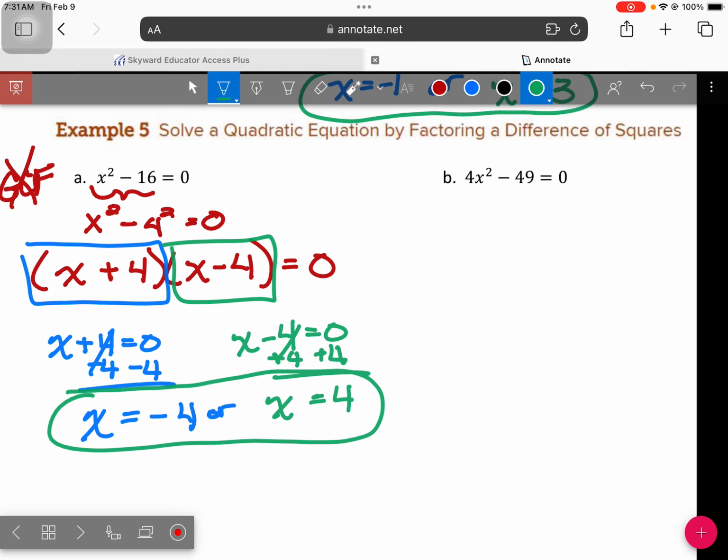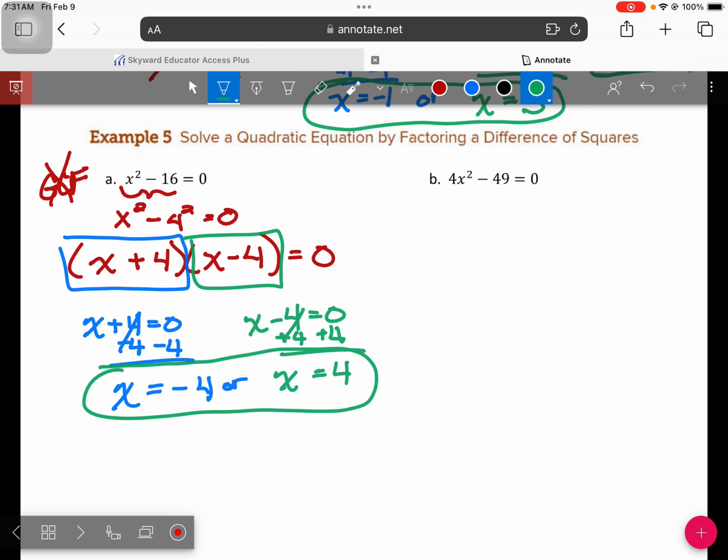All right, let's go to B. 4x squared minus 49. Again, check for a greatest common factor first. So always look at the smallest number. Does 4 divide into 49 evenly? No. How about its factor 2? No, because 49 is not even. So I don't have a GCF here.